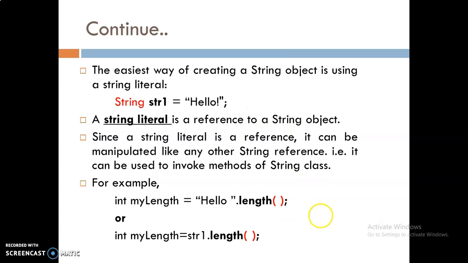So this is the value. This is also one of the easiest ways of creating a string object, by using a string literal. This is the object that we have created, str1, by using the string class, and the value that we are assigning is hello. Since a string literal is a reference, it can be manipulated like any other string reference that it can use to invoke methods of the string class.